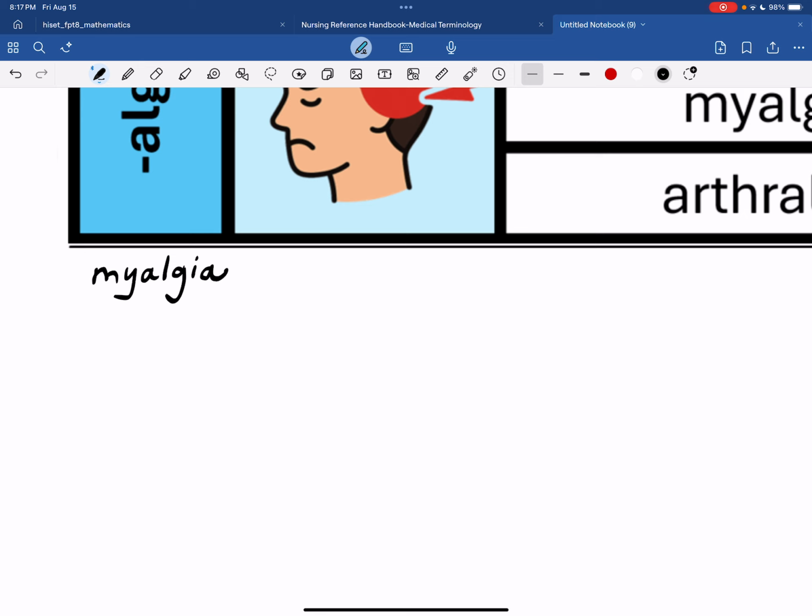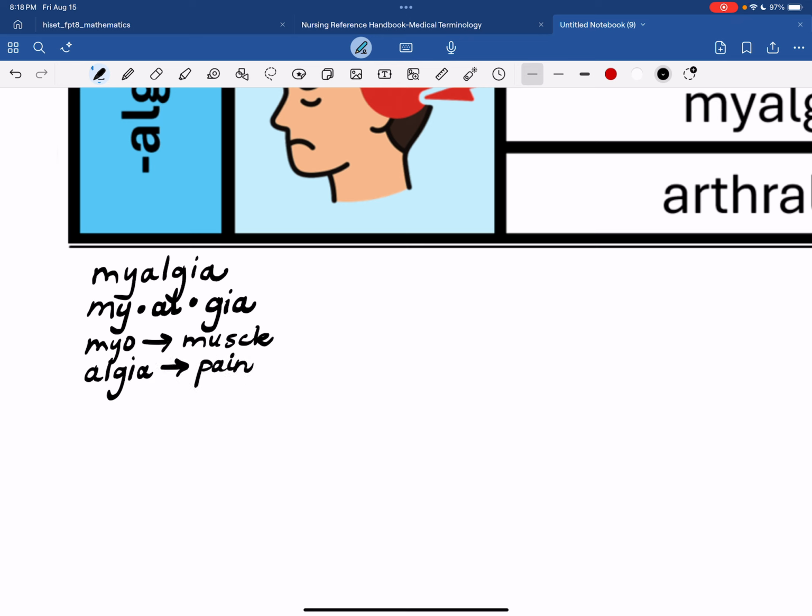And let me break this for you into syllables. You have my, and this is syllables, not sound spelling. Algia, myalgia. I know that myo means pain. I'm sorry, muscle. I'm getting ahead of myself. Myo is muscle. Algia is pain. So myalgia can be defined as muscle pain.